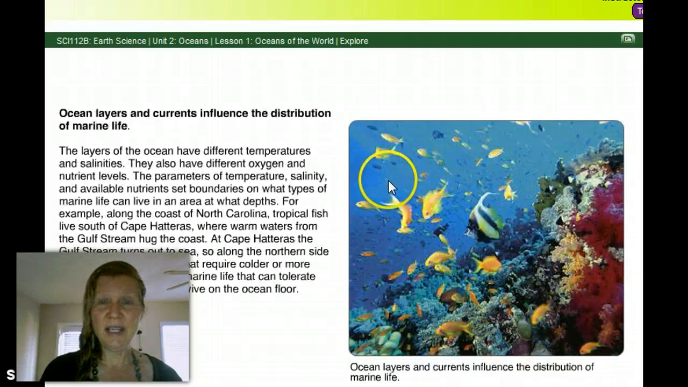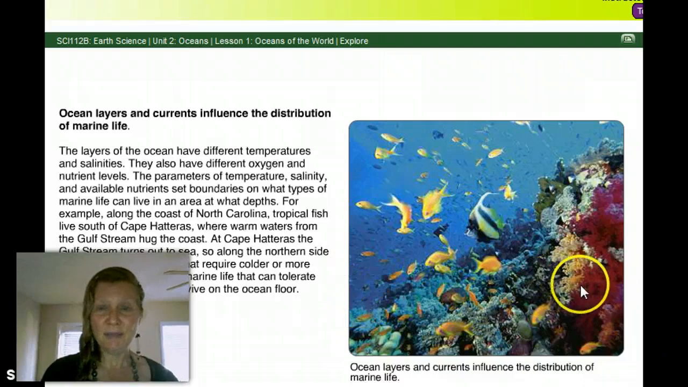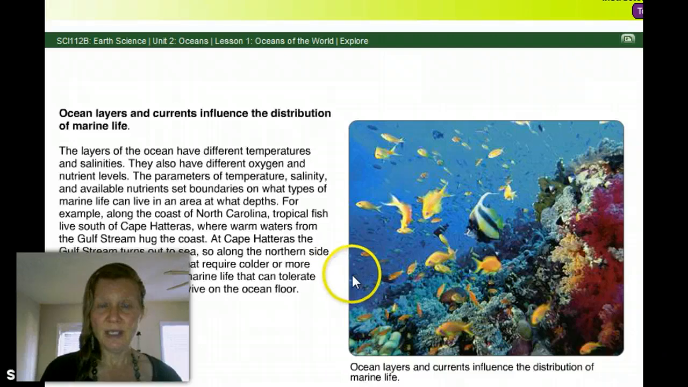This layering of life, this layering of temperature, this layering of density influences the myriad of marine life that's present. For instance, only very specific types of marine life can tolerate living in the extreme density, salinity, and cold of the deep zone, versus only certain types that can be found in the transition zone.